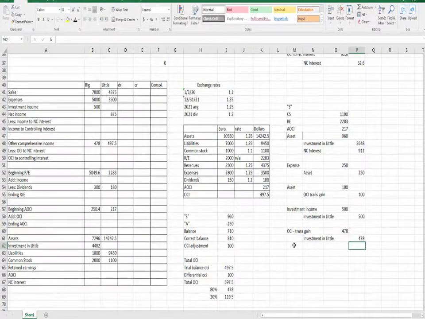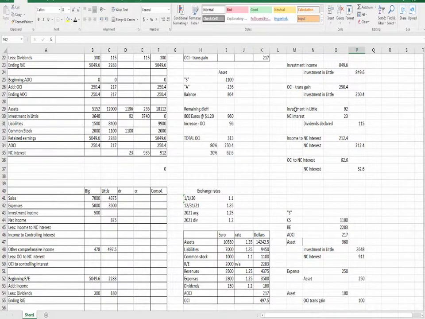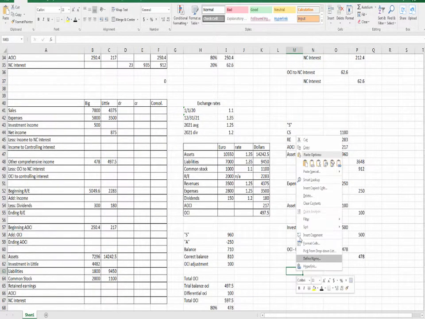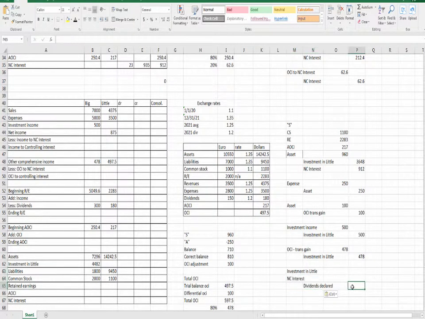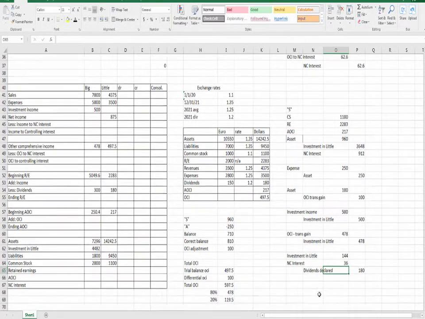We do the dividends in the usual fashion, and quite honestly, I'm just going to copy the account titles. Total dividends declared in dollars was 180. The parent gets 80% of that. The non-controlling interests gets 20% of that.